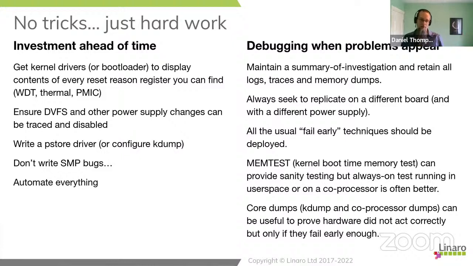All of the failing early techniques that we discussed at the beginning of today's talk should be covered. Memory tests can be useful at this point. There is a risk that you haven't configured the memory timings exactly perfectly and it fails on very rare occasions. The kernel boot time memory test isn't very good for testing. It does a quick sanity test of addresses, but it doesn't actually go looking for trouble in the bus subsystems and all the various communication systems that go on their way to memory. An always on test that runs in user space or a coprocessor is a much better way to try and prove that the RAM is working.